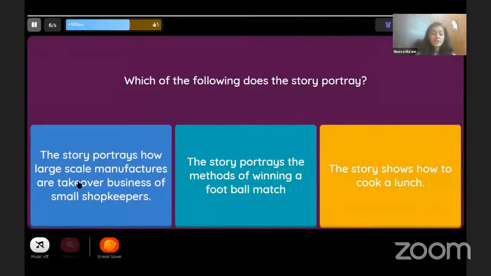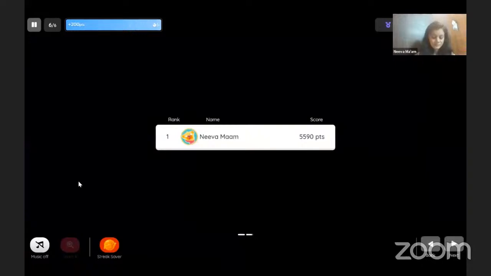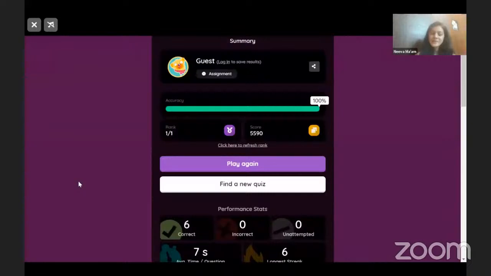Which of the following does the story portray? The story portrays how large scale manufacturers take over the business of small shopkeepers. Or, yes, it has to be this one, right? Lovely. And we are done. We have got full marks once again. Very good. I'm so proud of this class, and all of you are doing an amazing job.